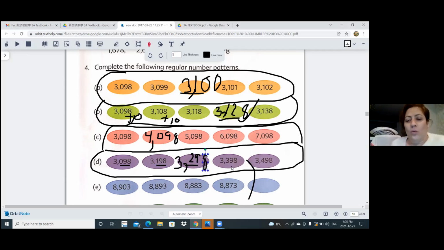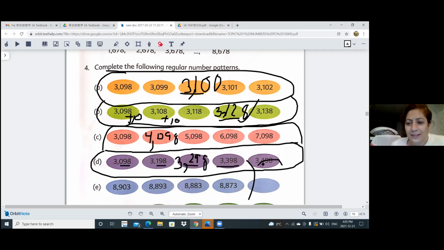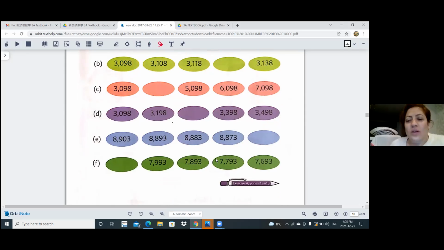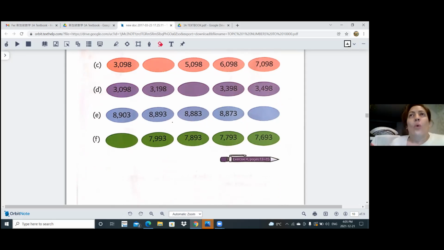And now the next numbers, can you read this number for me? 3,398. And read the last number for me. 3,498. Good job. So now, do you see that sometimes when patterns are increasing in numbers, it's not always the total number. It's just maybe a certain value or part of the number, okay? All right.